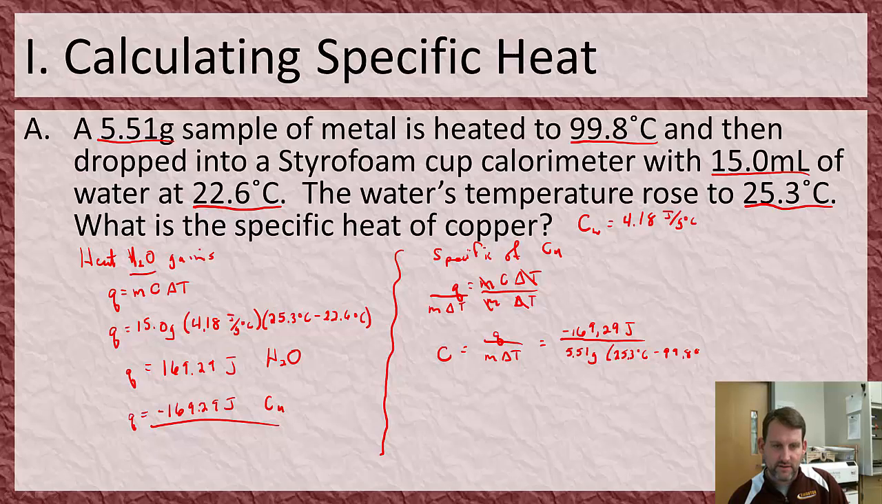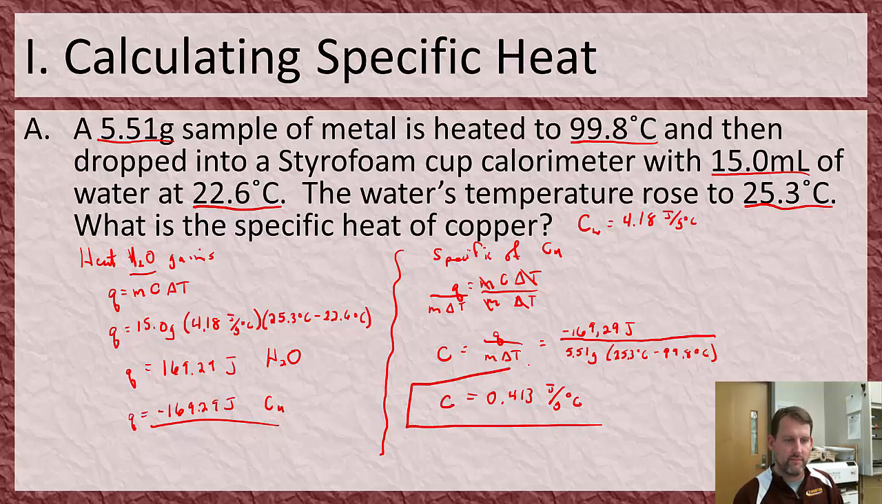99.8 degrees Celsius. Now you may notice that this is going to give us a negative change in temperature, which makes sense because we lost temperature, so there should be a negative change. And here we get C is equal to a whopping 0.412 joules per gram degree Celsius. Bam.